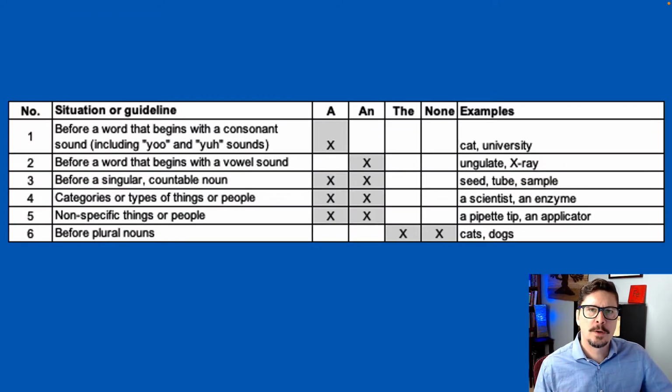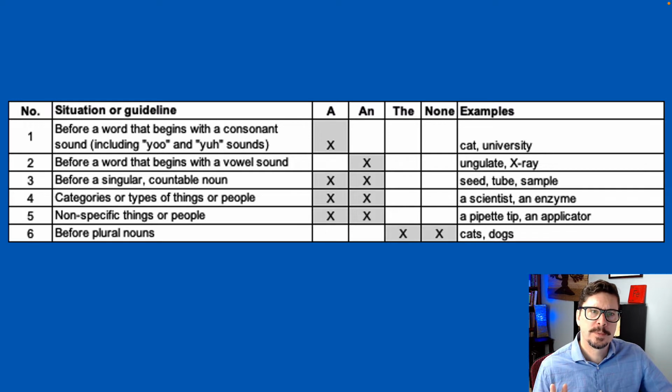All right, let's go over the first few situations or guidelines. Situation number one, before a word that begins with a consonant sound, you need an A. And consonant sounds include U and ya sounds. Examples for situation one would be the word cat. University starts with a vowel, but the sound is a ya sound, so that would also use an A.